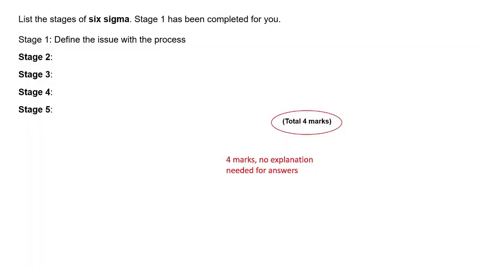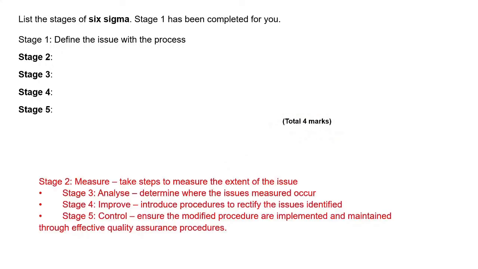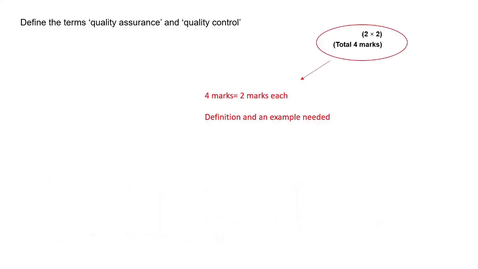So, first one, list the 6 stages of Six Sigma. First one has been done for you, so 4 marks. So really simple, 4 marks, no explanation needed. Pause the video, give yourself 4 minutes, answer it. So we've got define the issue already. You got measure, you got analyze, improve, and control. If you can't remember Six Sigma, please do look previously in the video or look at the first year video where I've gone through it in a little bit more detail as well.